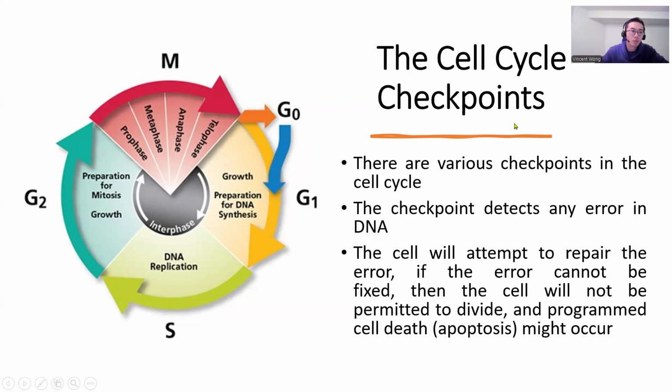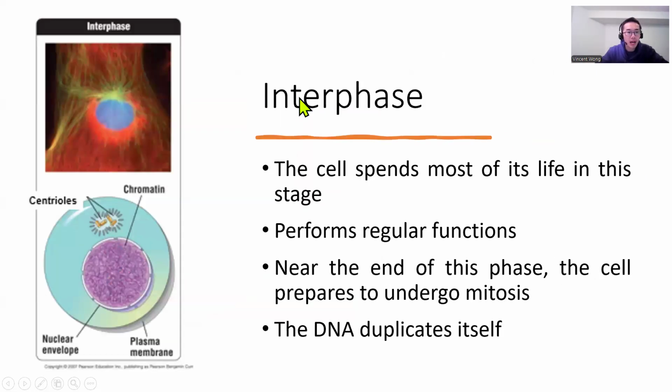You might wonder, what's actually doing the checking? What kind of mechanisms are in place to detect these errors? We're going to get to it in a bit. But for now, let's go through the steps in mitosis. So this is interphase. This is not mitosis yet. This is just when the cell is going through the G1, the S, and the G2.